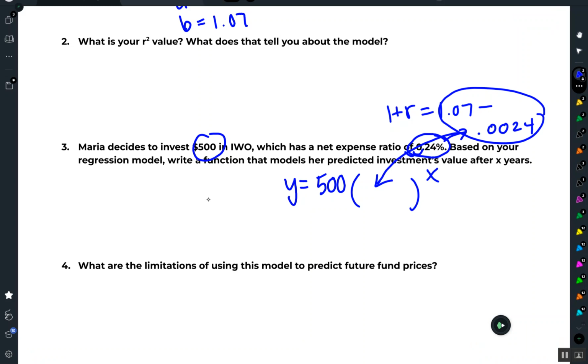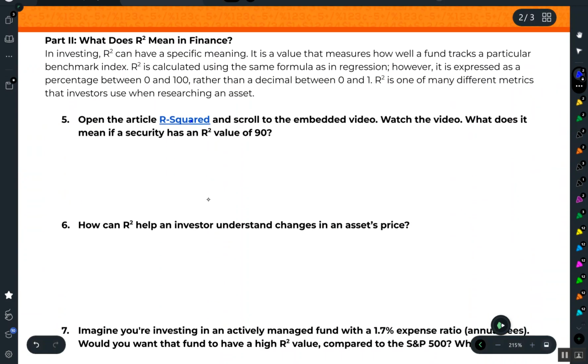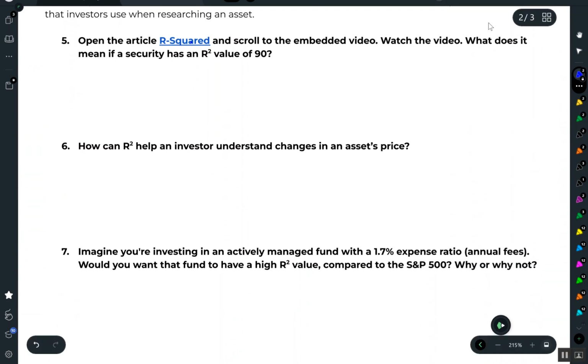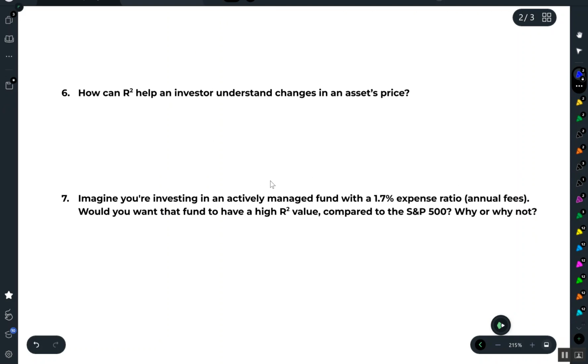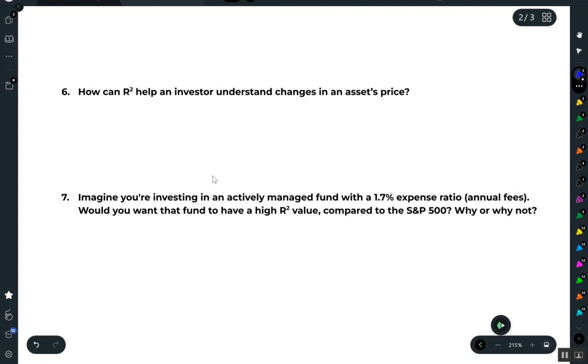Then they ask, what are the limitations of using this model to predict the future fund prices? I want you to think about whether a model like this is going to be consistent. Can you assume that it's going to continue on in the same way? Just think about it and write your answer. This part's pretty self-explanatory. You just have to watch this video, and they literally tell you the answer to number 5 in the video. They pretty much explain almost everything in this one in the video.